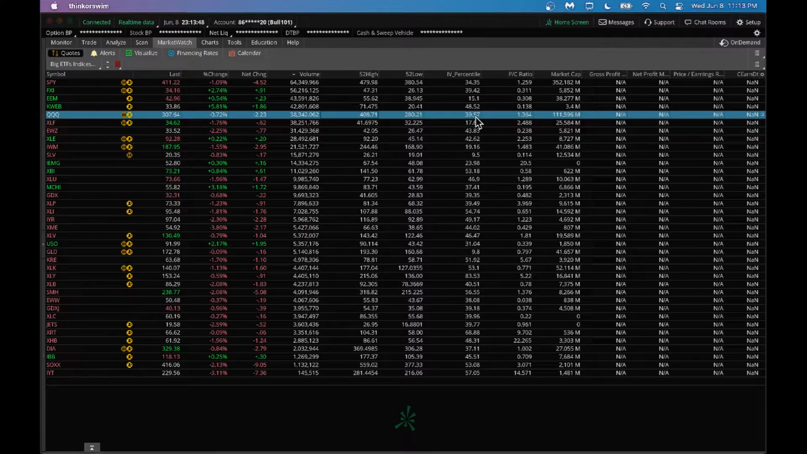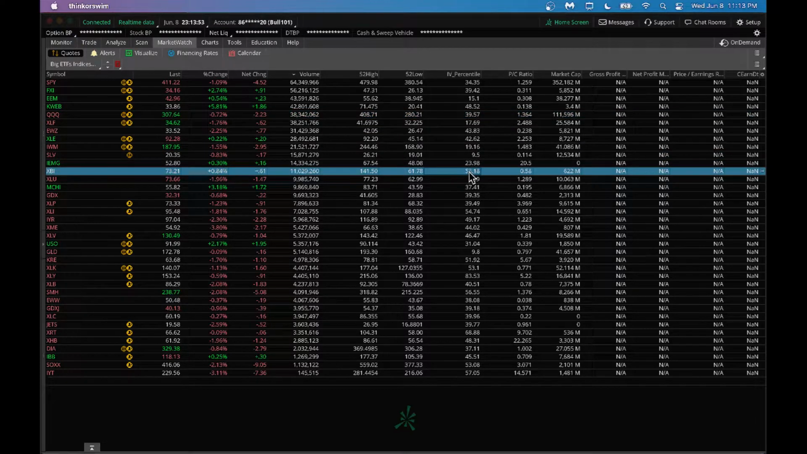I would not be selling put option here. And as you scan through here, we got a few more here. Look, we got XBI, which is biotech. Biotech IV percentile is high. You could sell some put option on biotech here, way below the current stock price.